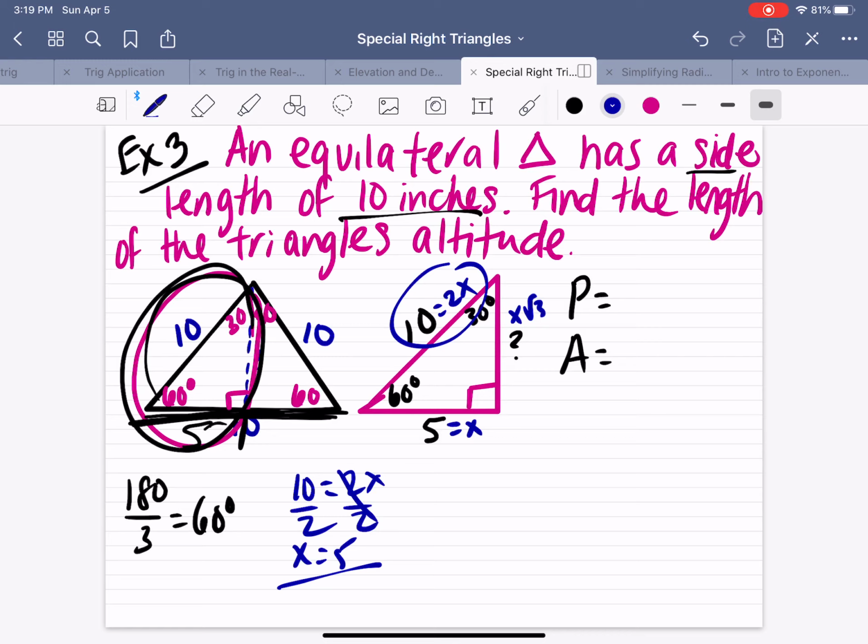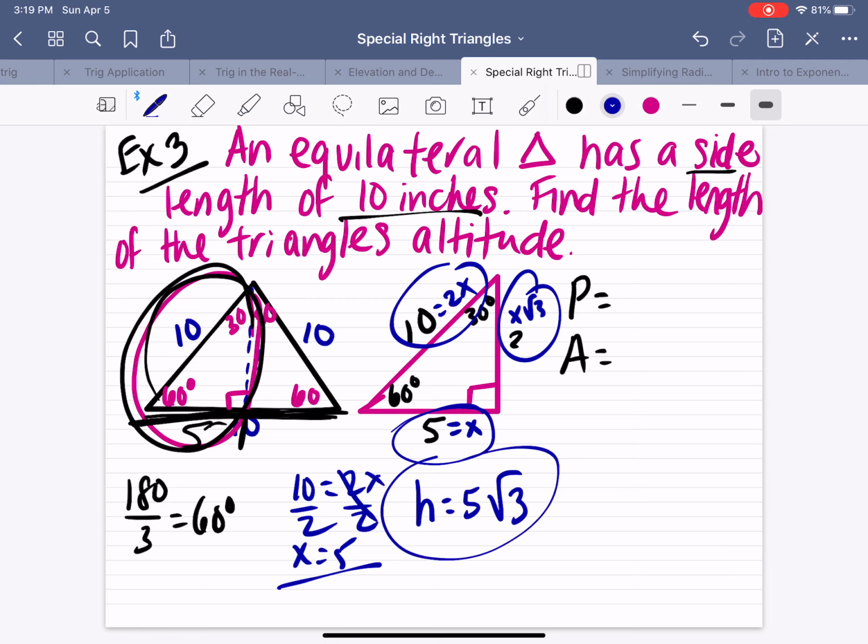Oh, and really, we didn't have to do that since we already knew the value of x right there. But I just did extra work. So to get the height, let's plug the x value in here. And the altitude, or the height, will be 5 root 3.